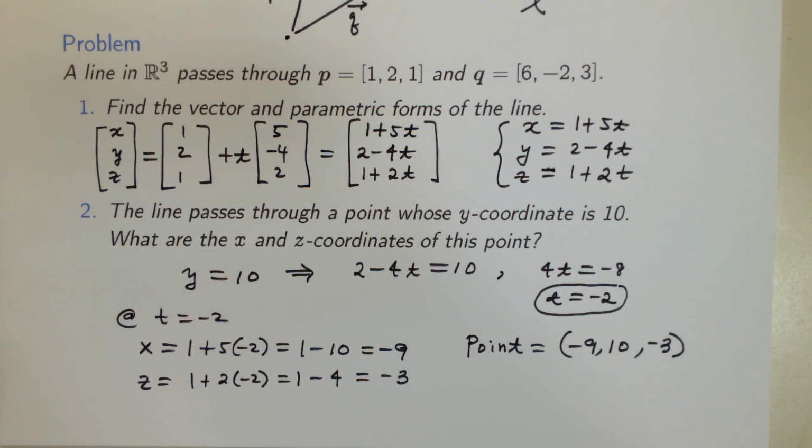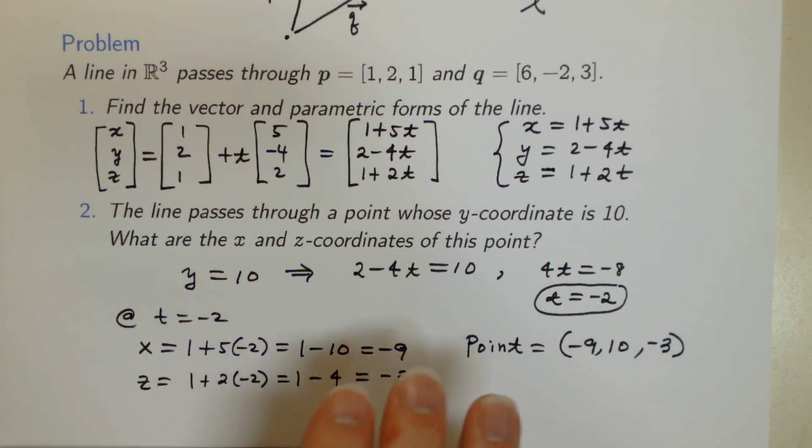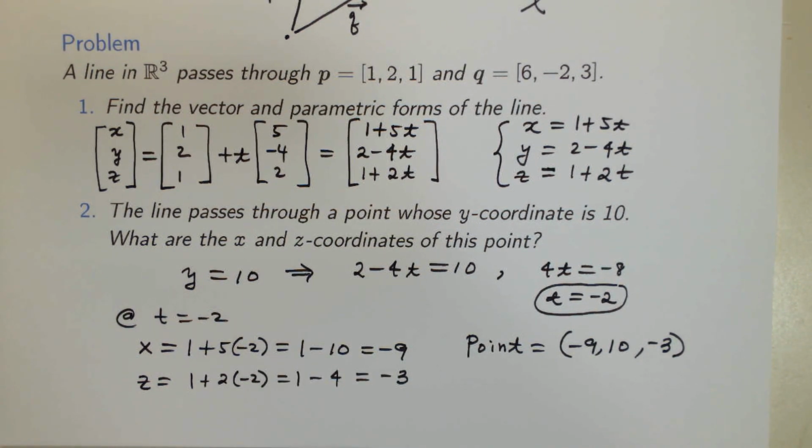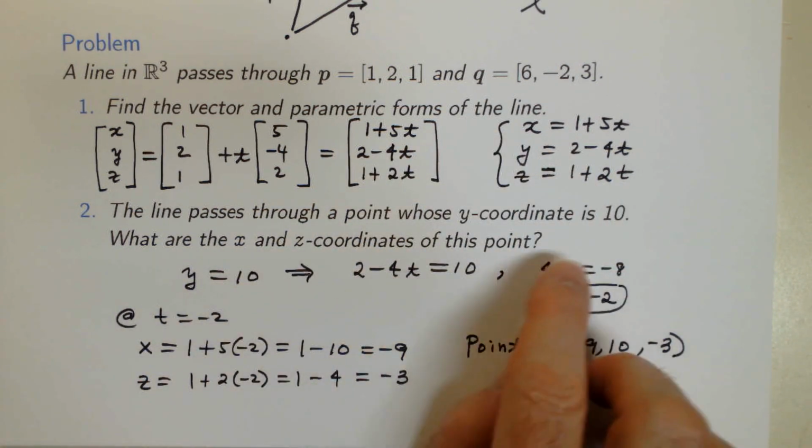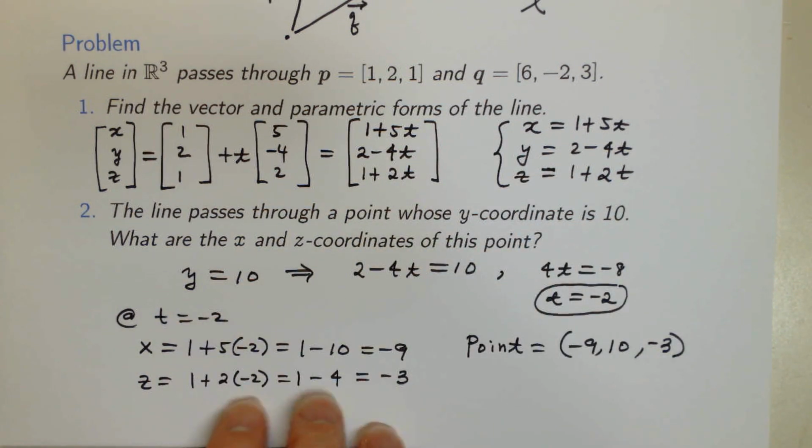All right, so hopefully that allows you to see how the parametric form can be used to solve for the other two coordinates when one of the coordinates is known. So we've got the vector and parametric forms of the line, and we know, given one of the coordinates, how to find the other two. All right, excellent. Let's go back to the class notes and continue.